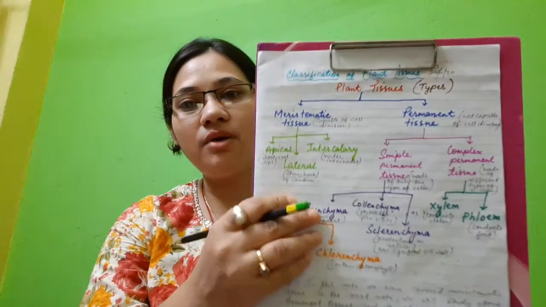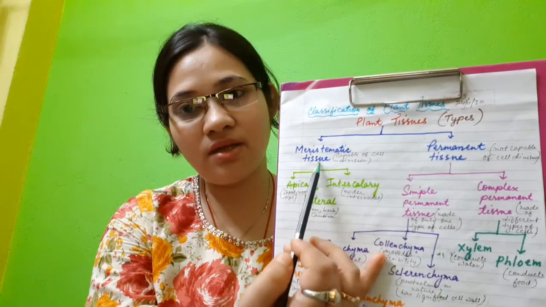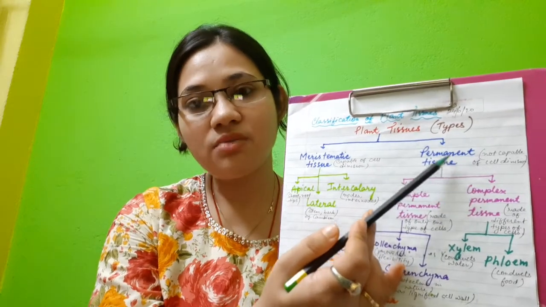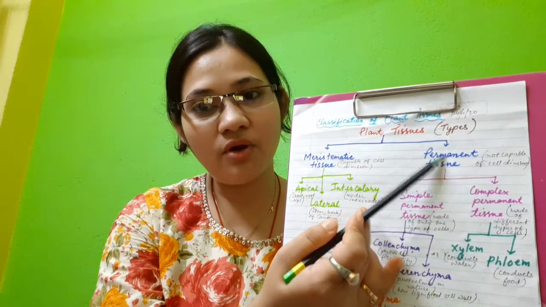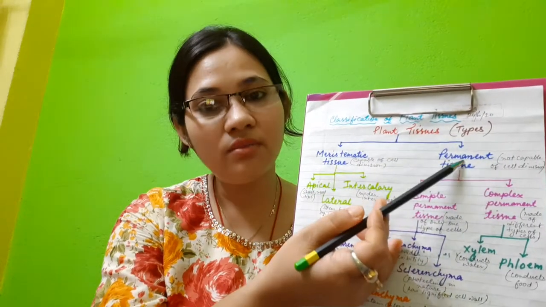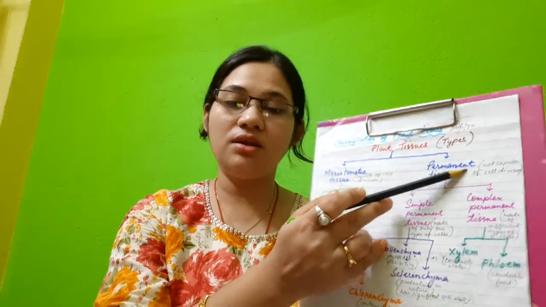But today we will study about permanent tissue, that means those tissues which are formed from meristematic tissues and which have lost their capacity of cell division. That means permanent tissues are such type of plant tissues which are formed from or differentiated from meristematic tissue and they do not have the power of cell division. That means they have become permanent in the different parts of the plant. So permanent tissues do not have the capacity to divide and they are differentiated from meristematic tissues.